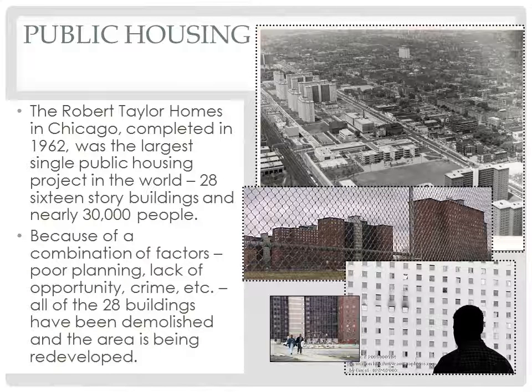So let's take a look at an example of a public housing project that was established in Chicago. And these are the Robert Taylor Homes. The Robert Taylor Homes were completed in 1962 on the south side of Chicago.